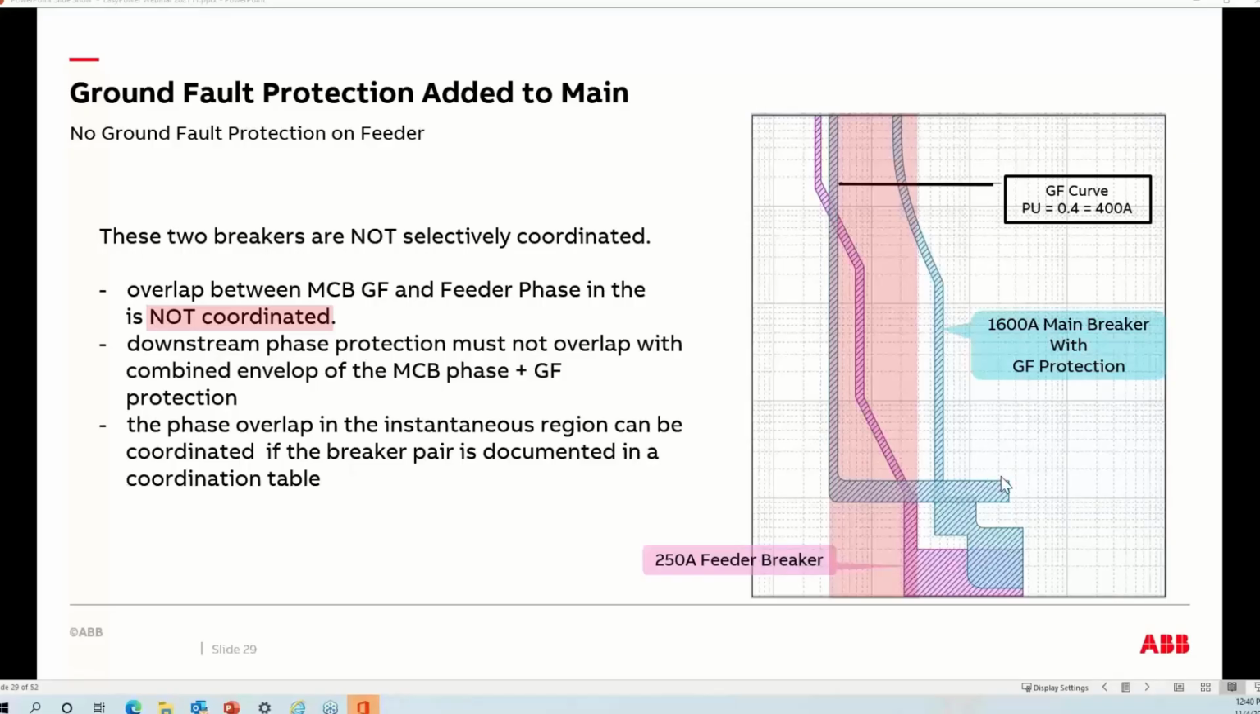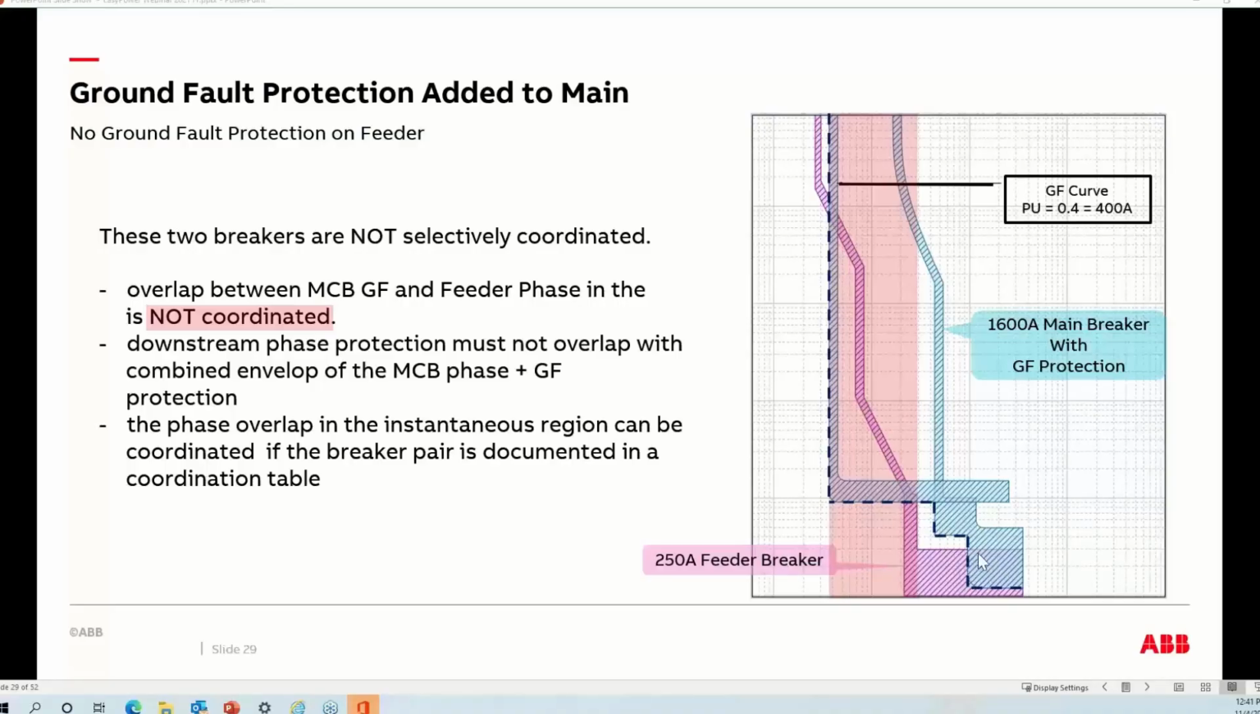So that area is not selectively coordinated. And again, when I talked about the combined phase and ground fault curve, this is kind of the left edge of that I'm talking about. So you see, I've had that intersection of the dash line with some part of the phase protection downstream. That's what I would like to avoid.